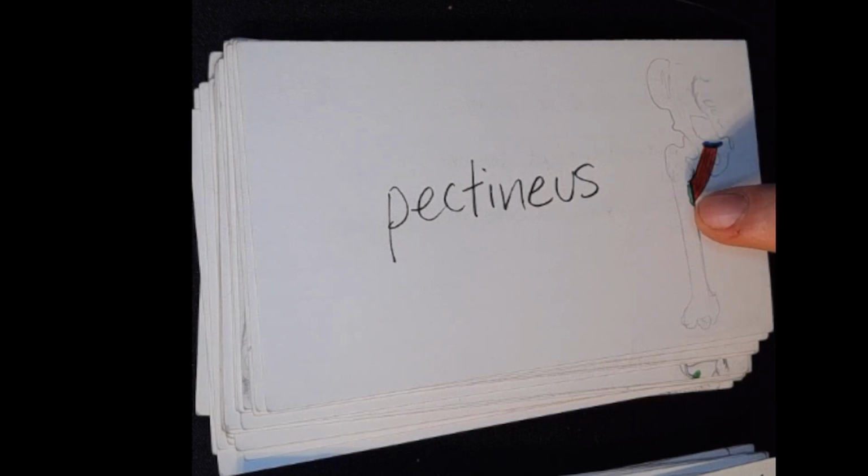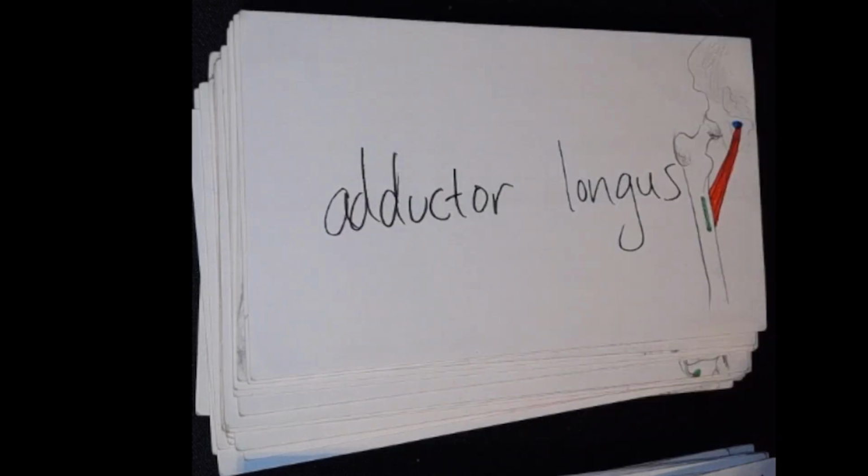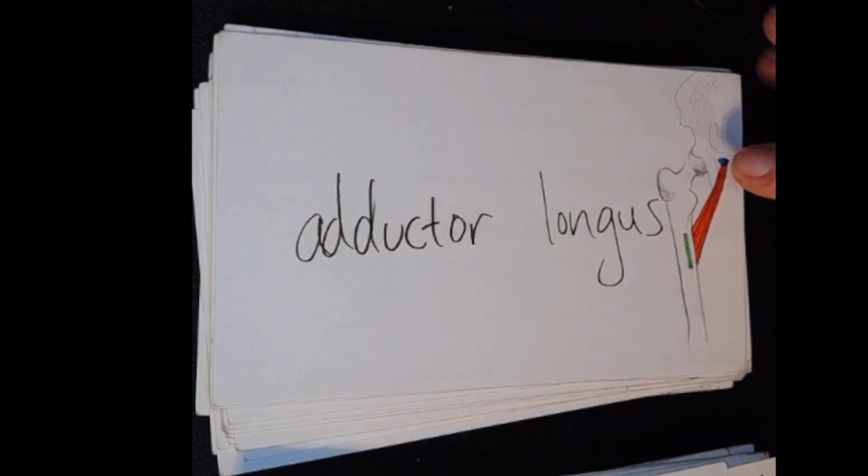Pectineus. Origin, superior ramus of pubis. Insertion, pectineal line of femur. Action, hip flexion and adduction. Innervation, femoral.